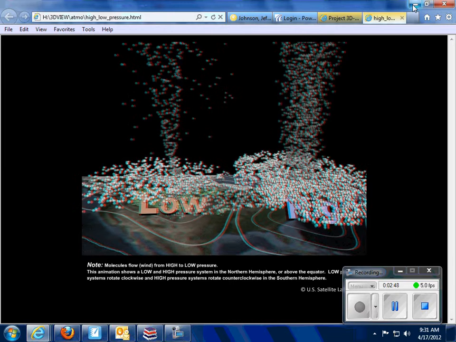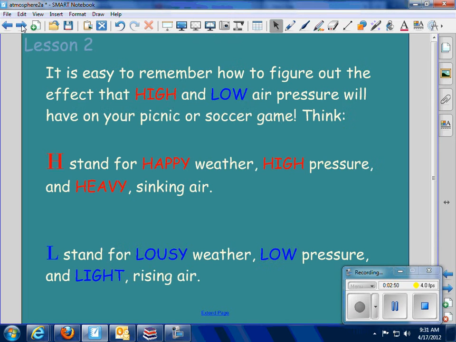So, things to remember about high pressure and low pressure systems. H stands for happy. When you see an H on a weather map, it stands for happy weather, high pressure, heavy, sinking. Notice all the H's. L stands for lousy weather, low pressure, light air, rising.